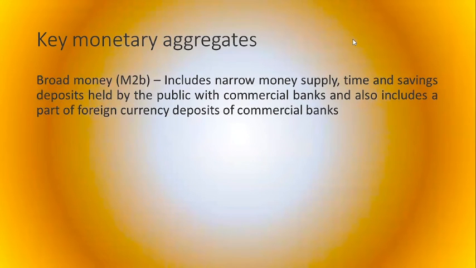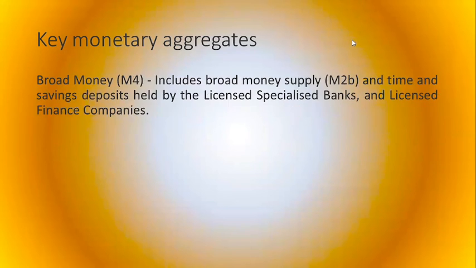Broad money, M2B, includes narrow money supply, time and savings deposits held by the public with commercial banks, and also includes a part of foreign currency deposits of commercial banks. Broad money, M4, includes broad money supply, M2B, and time and savings deposits held by licensed specialized banks and licensed finance companies.